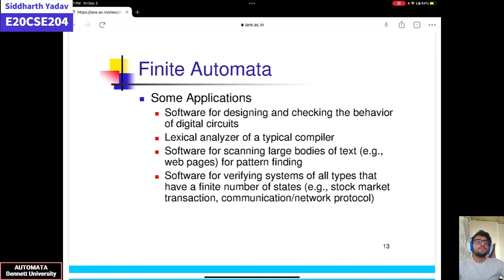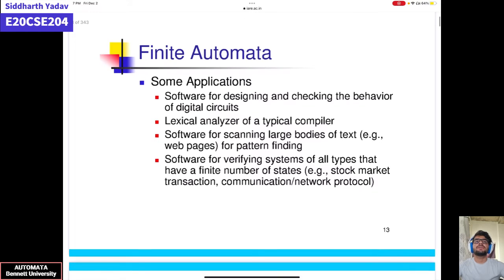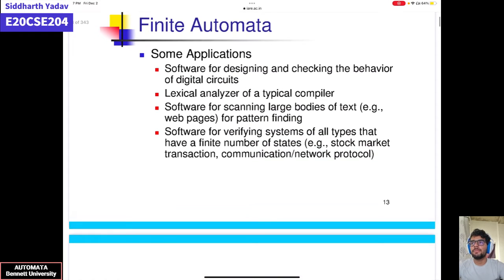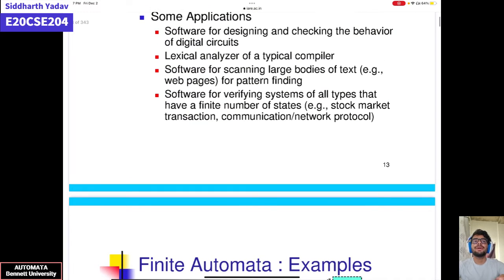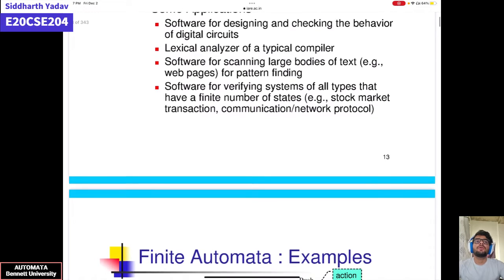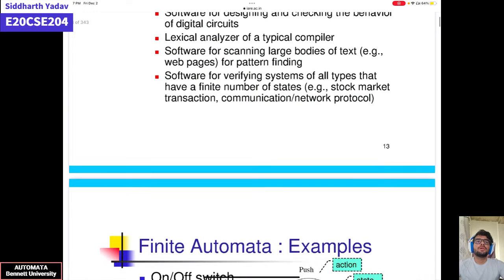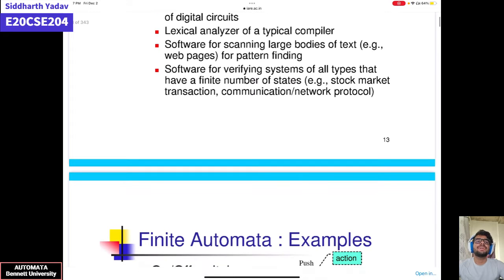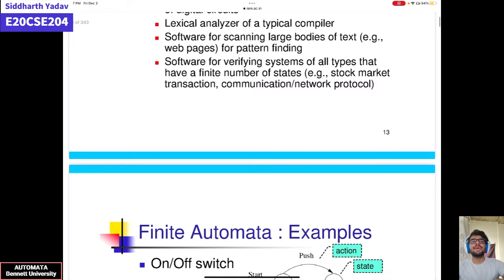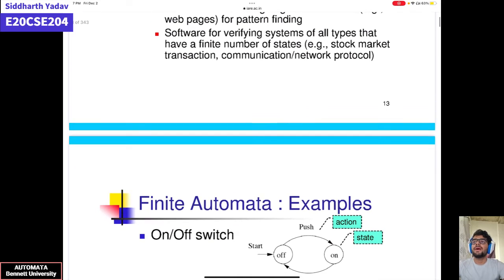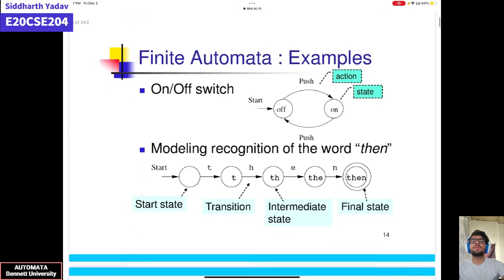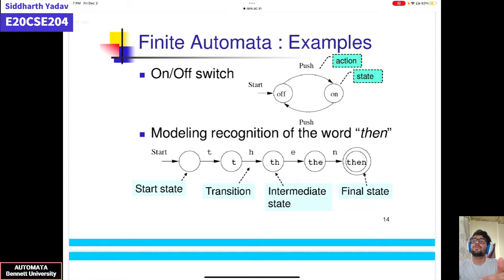Now we'll discuss finite automata. Some applications: software for designing and checking the behavior of digital circuits, the lexical analyzer of a typical compiler, software for scanning large bodies of text for pattern finding, software for verifying systems of all types that have a finite number of states. Examples: stock market transactions, communication network protocols. These are applications of finite automata.